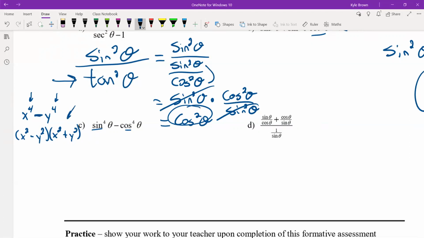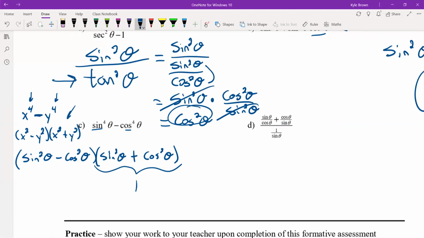But this would be the same thing as sine squared theta minus cos squared theta, times sine squared theta plus cos squared theta. And then looky here, sine squared theta plus cos squared theta, that's 1, right? That whole thing just gets canceled, essentially, because it's 1. So times 1 is just kind of gone, right? So in the end, there's my answer, just right there.